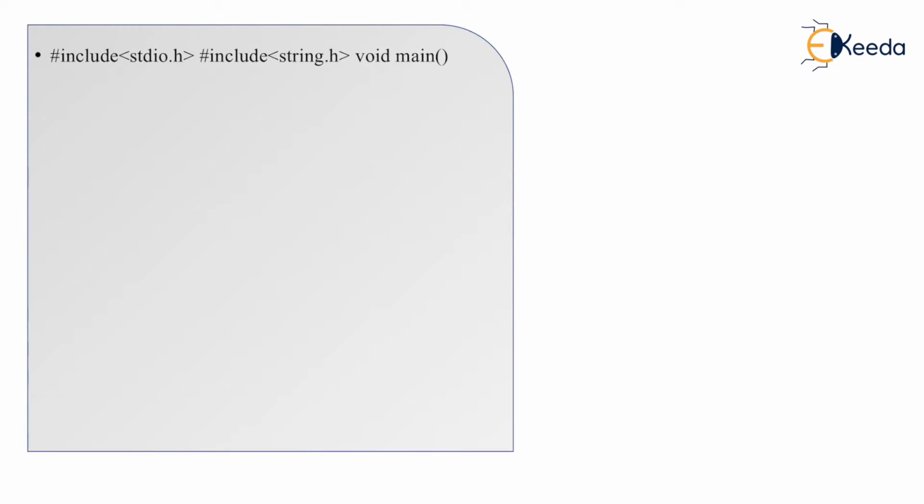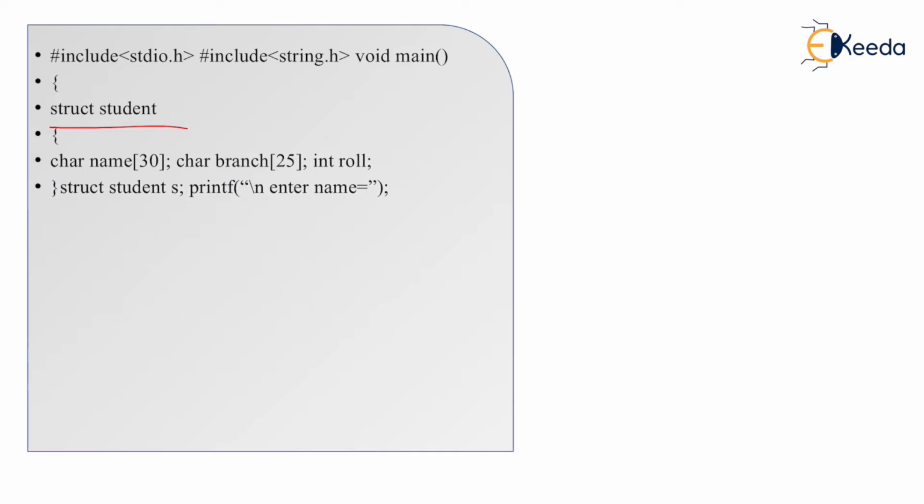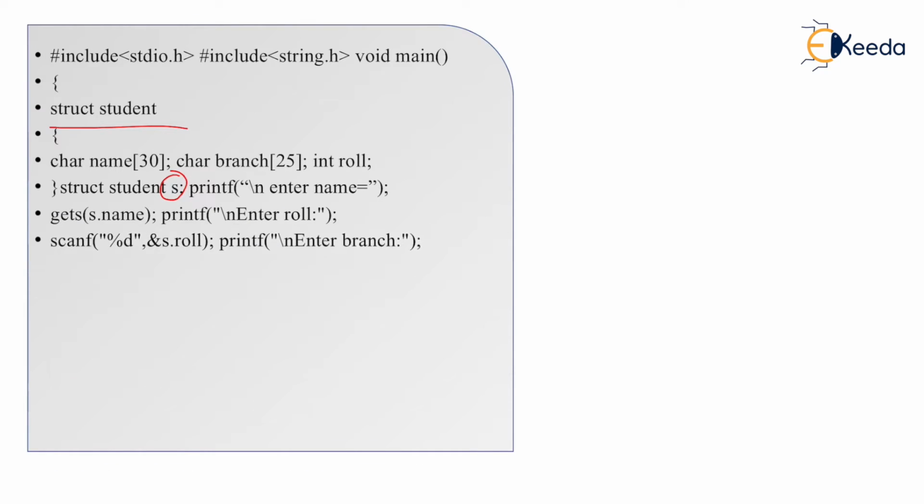Next, see the example. Inside the void main, they have created the structure student. In the student structure, they have created three variables: name, branch, and roll number. Then for that student structure, they have created one variable, that is s. Now they are accepting the values: enter a name, then enter a roll number, then enter a branch, and they're displaying all three values.